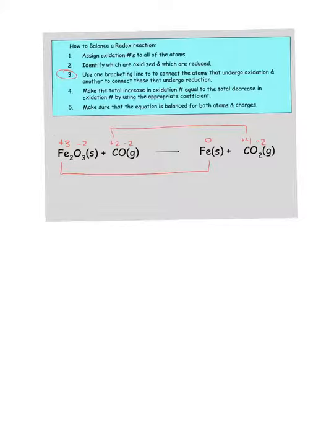Make the total increase in oxidation number equal to the total decrease. So let's write our half reactions. We've got LEO and we've got GER. We've been practicing this now, so we should be able to do all these steps we've done in past videos. So LEO is going to be the carbon with a plus 2 charge becoming carbon with a plus 4 charge. Make sure that it's balanced for mass, and then put your electrons in.